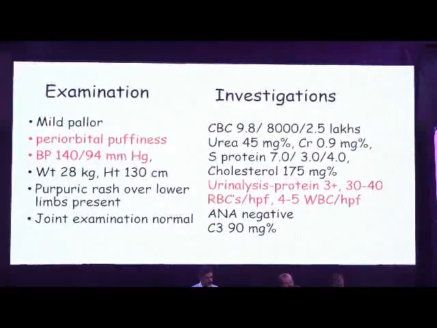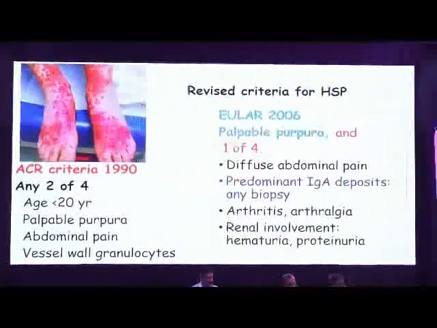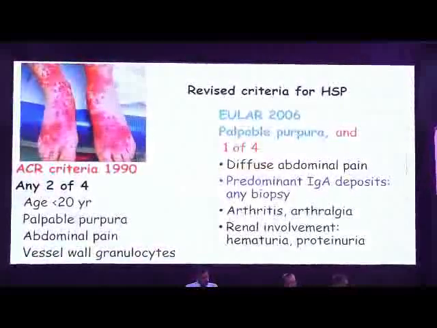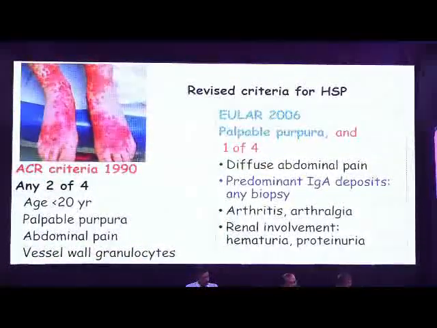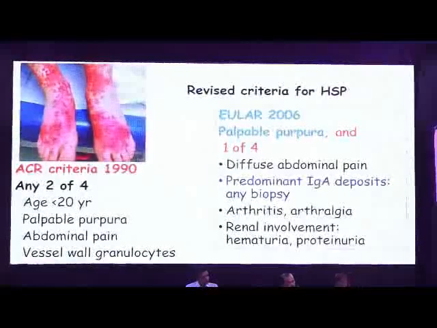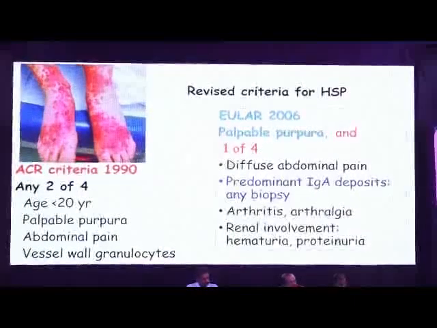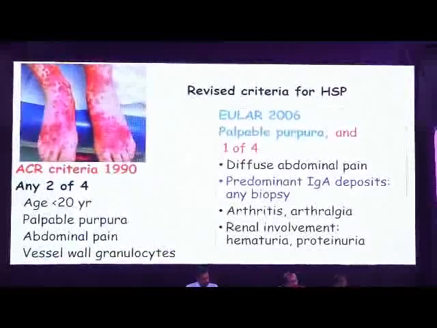So this is a HSP nephritis, which nowadays we call IgA vasculitis. So nowadays we don't call it Henoch-Schönlein purpura, we say it's IgA vasculitis. And way back in the 90s, there was an ACR criteria where they used to talk about age, palpable purpura, pain abdomen, and vessel wall granulocytes. But in 2006, the EULAR revised the criteria, and now they say you need to have a palpable purpura and any one of these four, which includes pain abdomen, predominant IgA deposits, arthritis, arthralgia, or renal involvement.